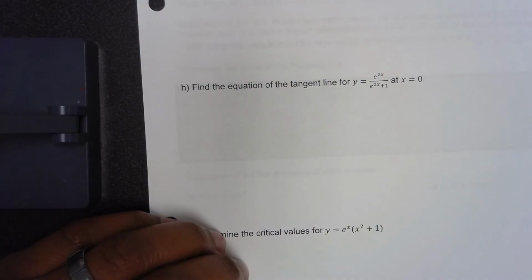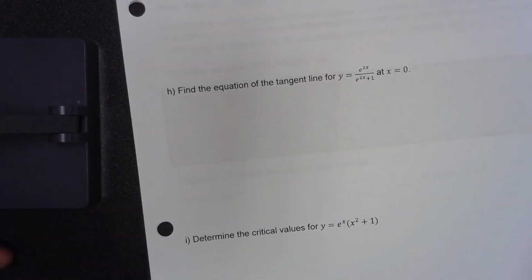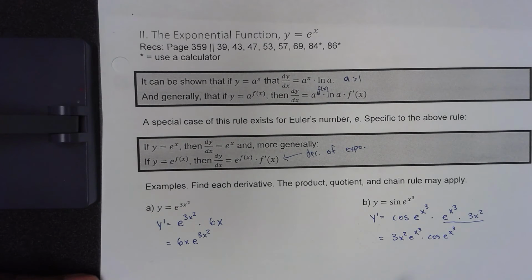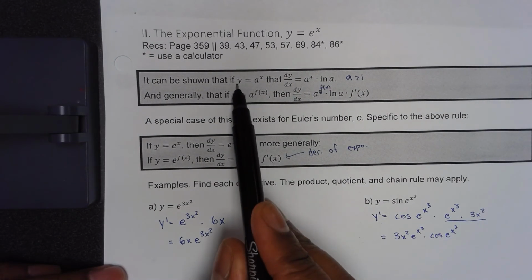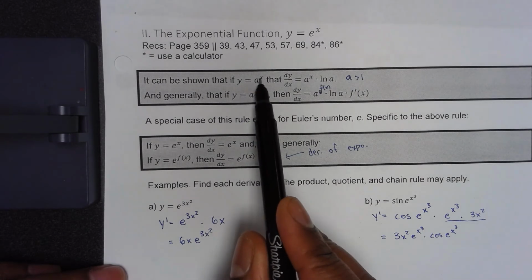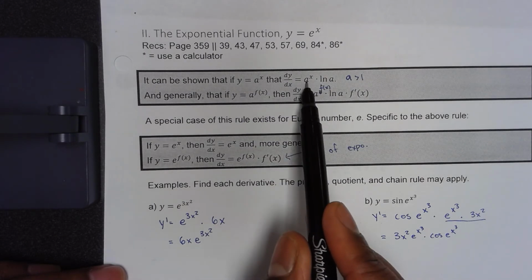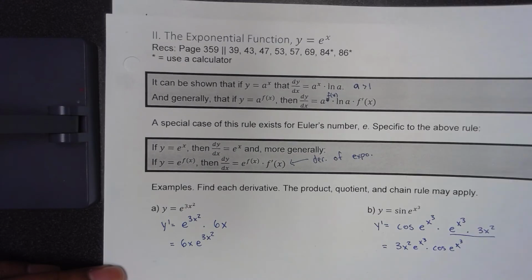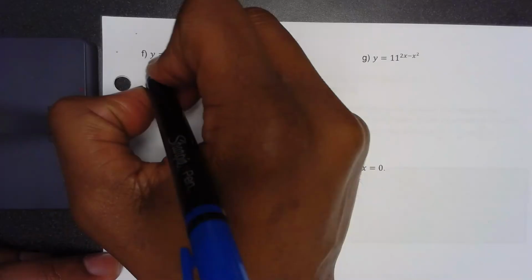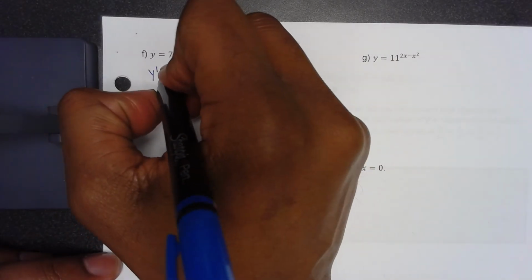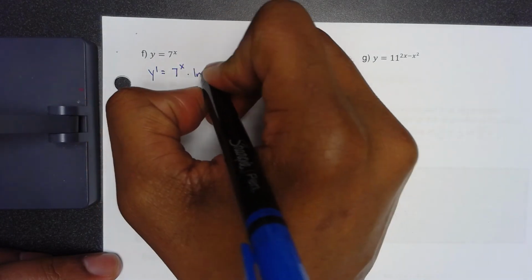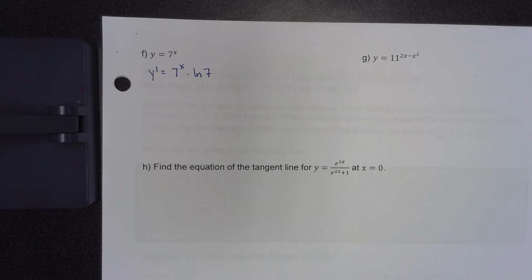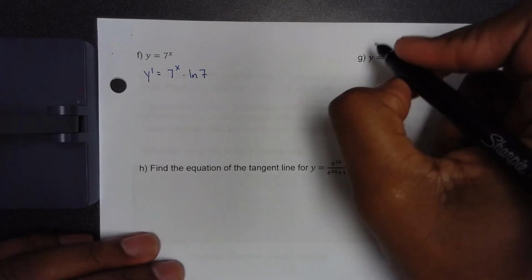if we go back to the original rule that we had, for example F, we have 7 to the x. So we have this rule: if y equals some number to the x, its derivative is that same number to the x times the ln of that number. That would make the derivative here, y prime equals 7 to the x times the ln of 7. That's it.